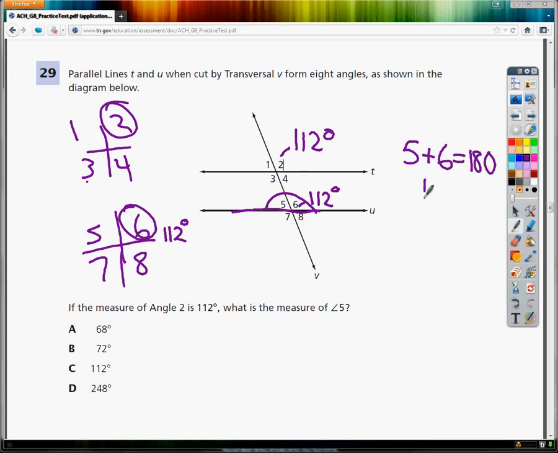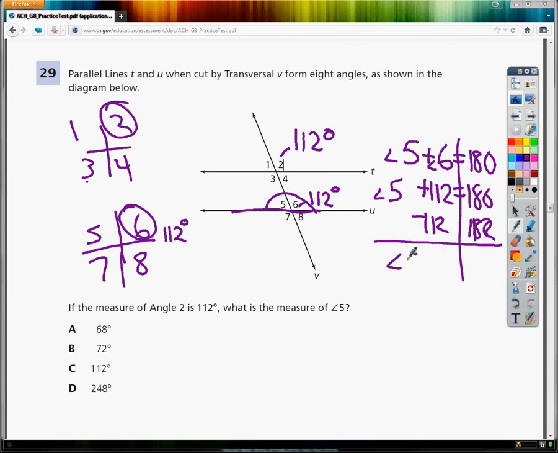Well, if I know that this is equal to 112, it would help if I added a little notation in there to show their angles so I don't combine the terms together. Oops, I was thinking ahead. I subtract 112, so my final answer would give me 68 degrees. So the answer to number 29 is A.